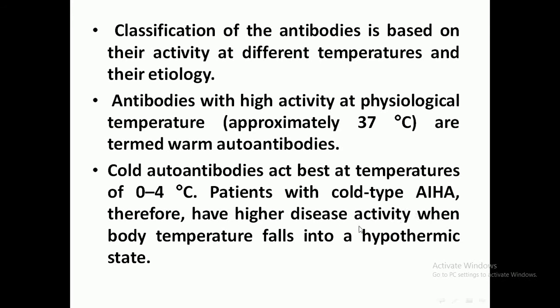The classification of the antibodies is based on their activity at different temperatures and their etiology, as we saw, warm type and cold type. The antibodies with high activity at physiological temperature of approximately 37 centigrade are termed the warm type, and the cold autoantibodies act best at temperatures of 0 to 4 centigrade. Patients with cold type autoimmune hemolytic anemia therefore have higher disease activity when the body temperature falls into a hypothermic state, as in cold weather.